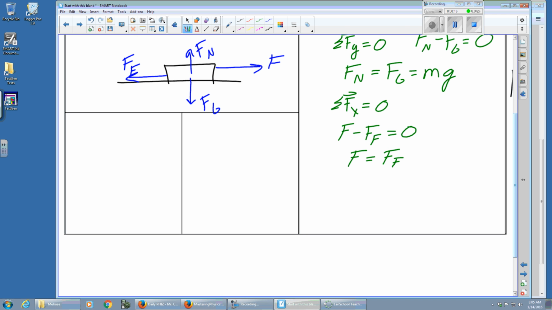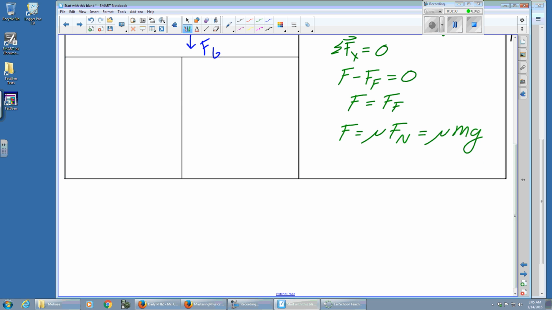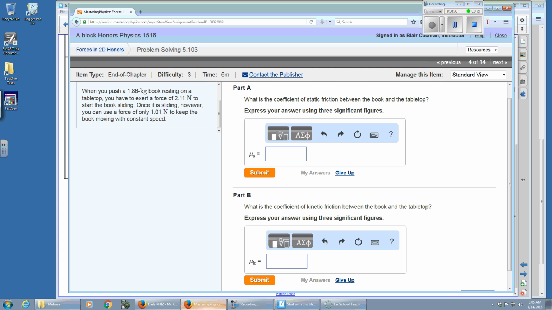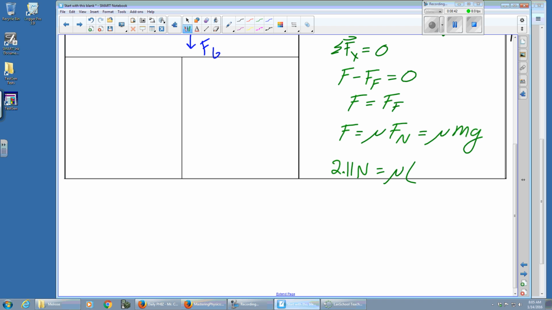So I can then substitute, I know what F is. Here I have mu times the normal force. And I know my normal force from up above is equal to my weight in this case. So substituting in everything I know, 2.11 newtons equals mu times I have a 1.86 kilogram book, and I'm assuming we're on Earth, so 9.81 newtons per kilogram. And all I'm left to find is mu.